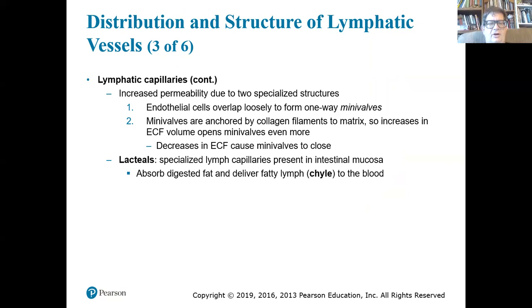So there are two specialized features. The endothelial cells make these mini valves. The mini valves are anchored by collagen fibers to the matrix on one end.